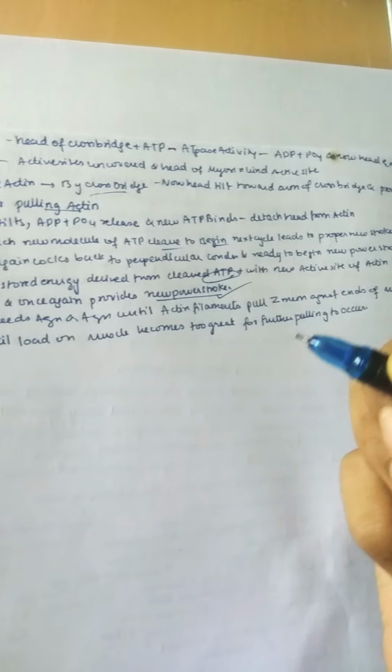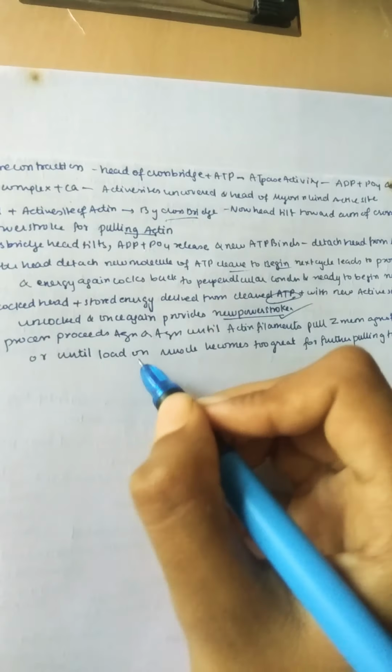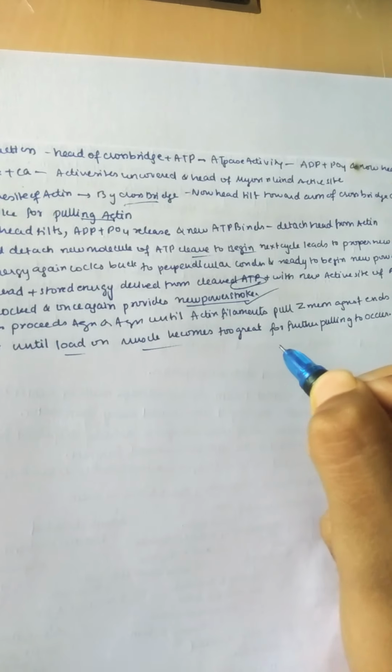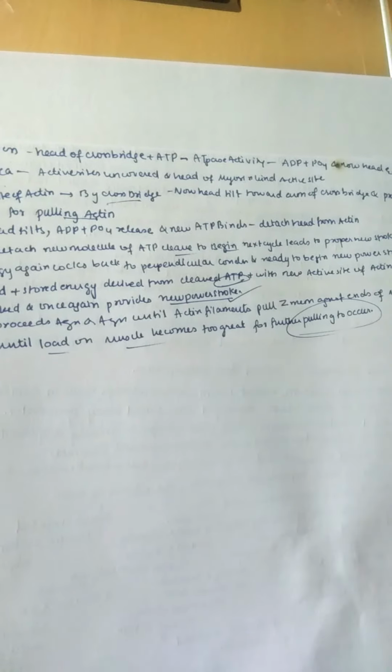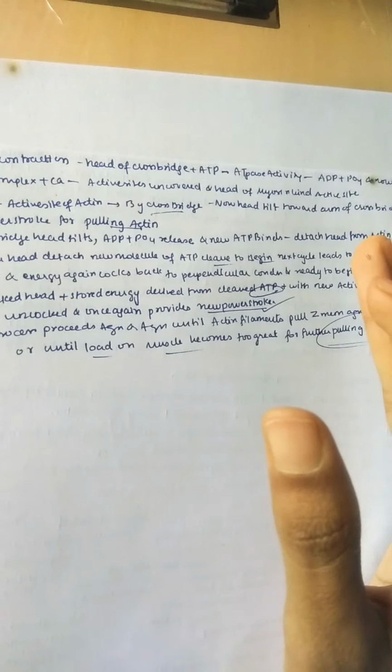So the process proceeds again and again until the actin filaments pull the Z membrane against the ends of the myosin filaments, or until the load on the muscle becomes too great for further pulling to occur. So when the load is very high, then it can't move further. So this is the molecular basis of our muscle contraction, especially our skeletal muscle contraction.